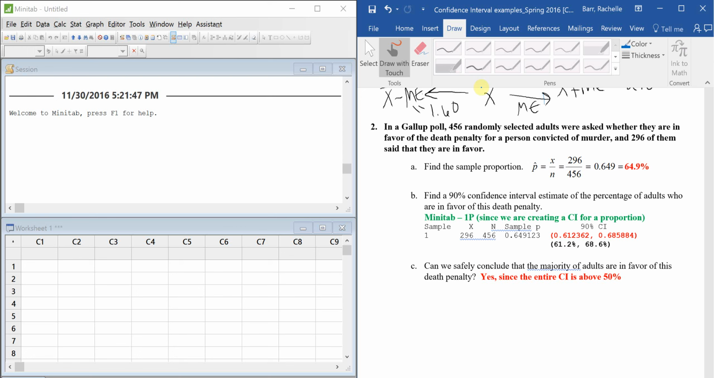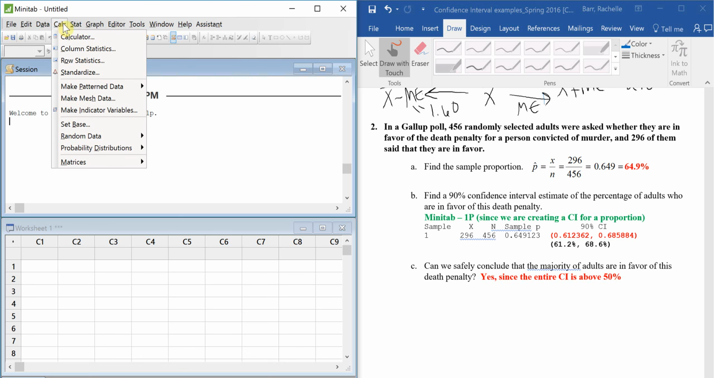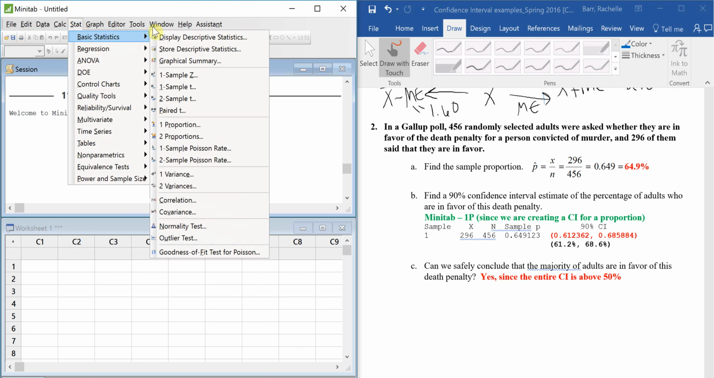And then to find the 90% confidence interval for the estimate for the percentage of adults who are in favor of the death penalty, we are going to use Minitab to do this. So let's go on over to Minitab. Since I have such a large sample, this is probably going to be a t, but since it's a proportion, it's automatically going to pick it for me. So I'm going to go over to Stat, Basic Statistics. Oh, sorry about that. My mouse is a little more sensitive than I thought.